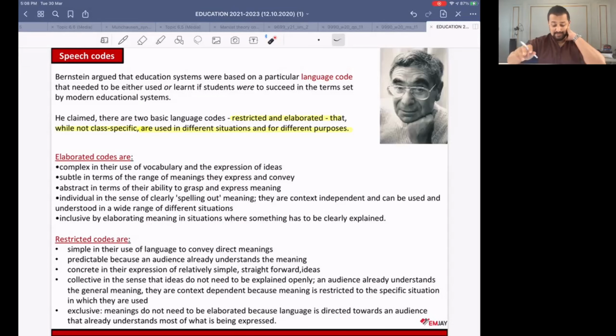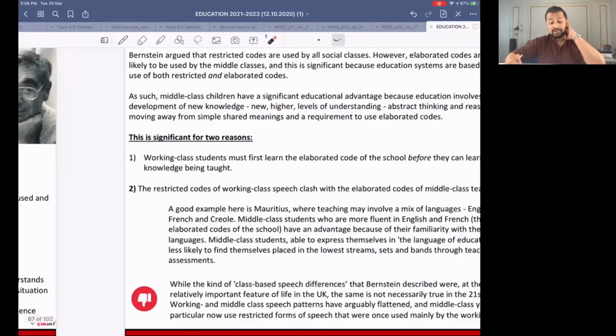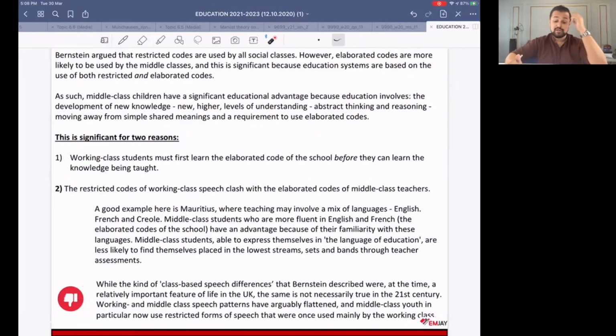Taking it a step further, Bernstein argued that restricted codes are used by all social classes. However, elaborated codes are more likely to be used by the middle classes, and this is significant because education systems are based on the use of both restricted and elaborated codes. As such, middle class children have a significant educational advantage because education involves the development of new knowledge, new higher levels of understanding, abstract thinking, and reasoning, moving away from the simple shared meanings and a requirement to use elaborated codes.